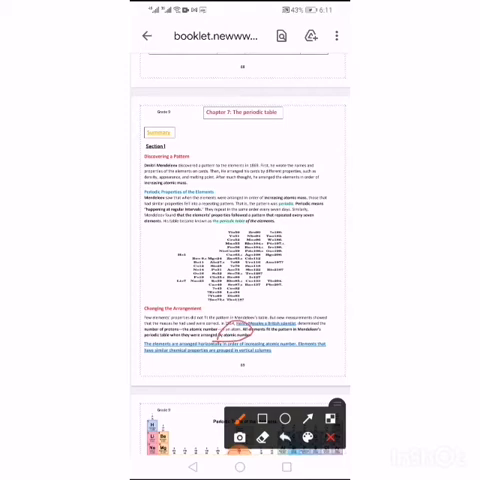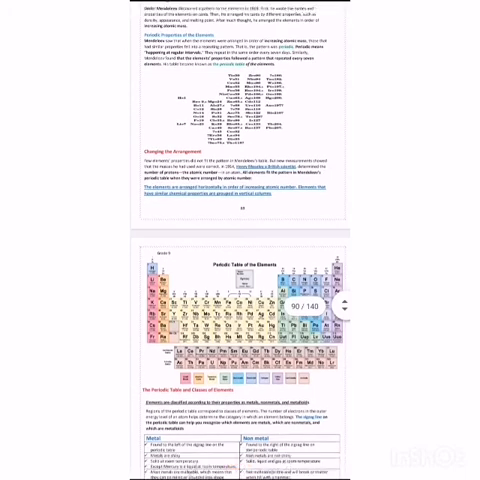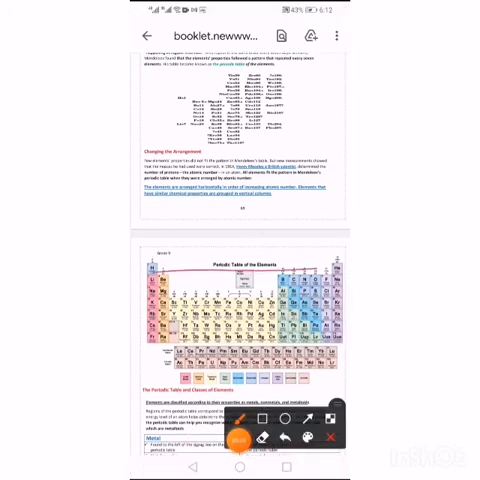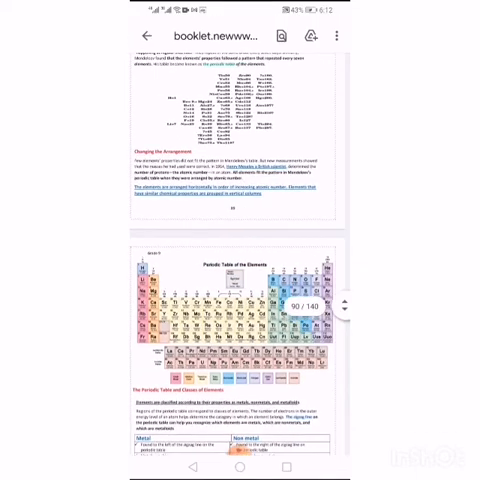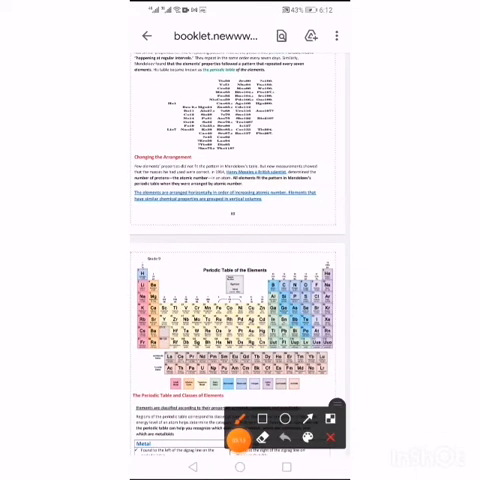The elements are arranged horizontally in order of increasing atomic number. Elements that have similar chemical properties are grouped in vertical columns. Look here. Elements are arranged horizontally according to increasing atomic number. For example, hydrogen 1, helium 2, lithium 3, beryllium 4, boron 5, carbon 6, nitrogen 7, oxygen 8, fluorine 9, and neon 10, and so on.